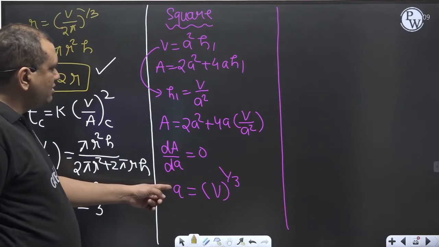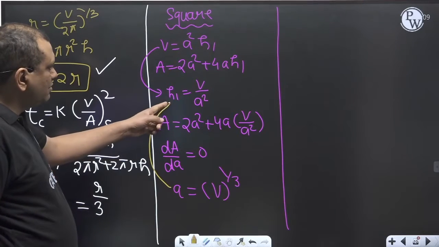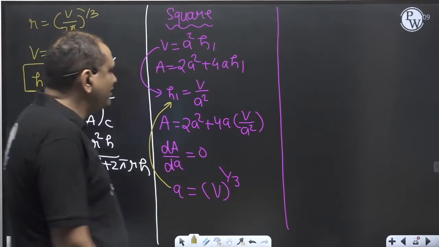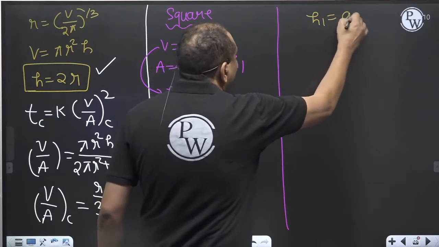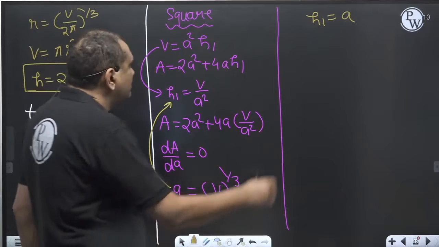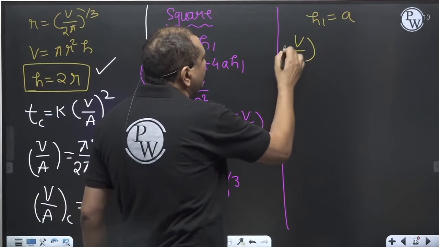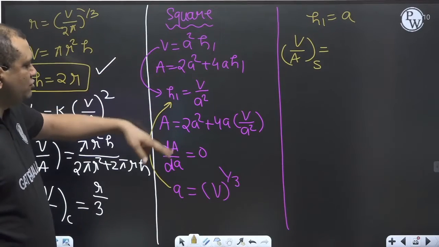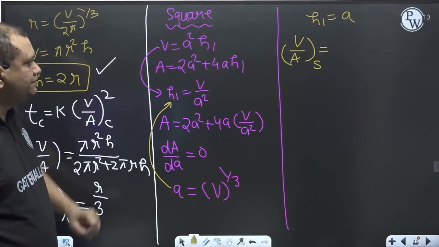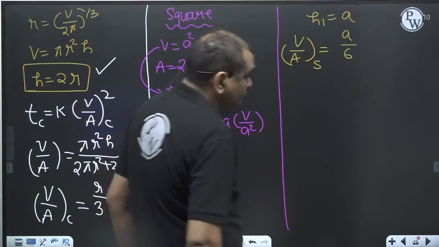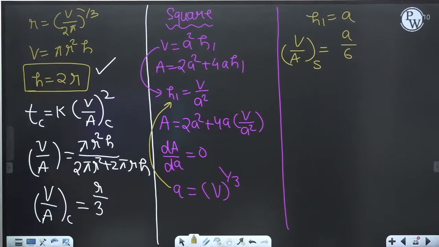So this A, put the value here. So you will get H1 is equal to A. You check it. If you don't believe, you can check it. So same thing here. Volume by surface area of a square parallelepiped. This is the volume. H1 is equal to A. Put it here and here. So you will get A by 6.